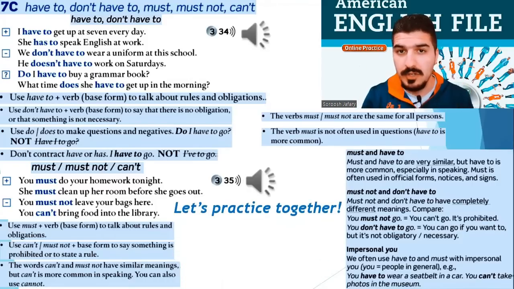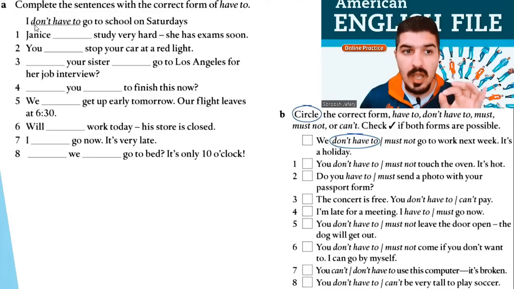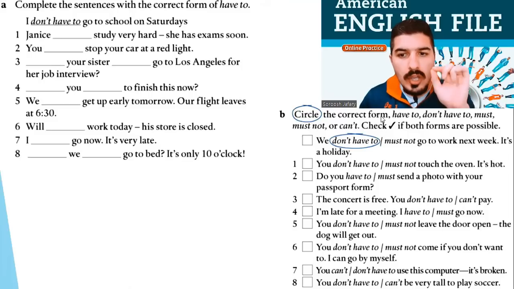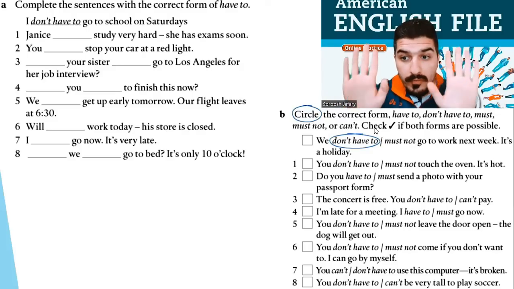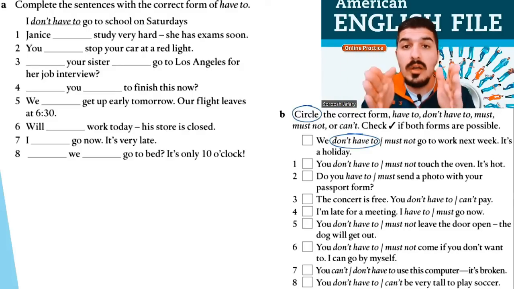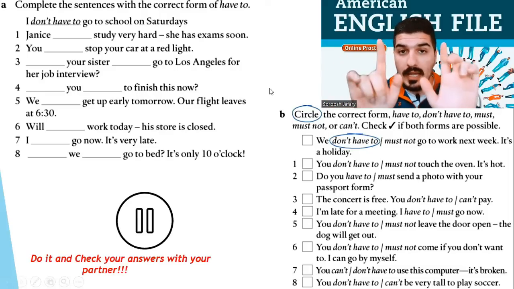Review the page if you have to. Okay, when you're ready, let's practice together. You know what time it is. It's time to practice. I have two exercises for you. The first exercise, complete the sentences with the correct form of have to. For example, I don't have to go to school on Saturdays, right? Exercise B, circle the correct form. Have to, don't have to, must, must not, or can't, and check if both forms are possible, if both of them are correct. Okay, as always, I need you to stop the video and do it.